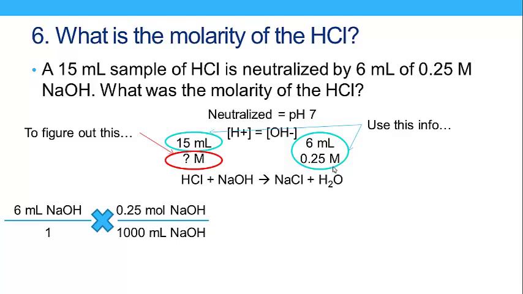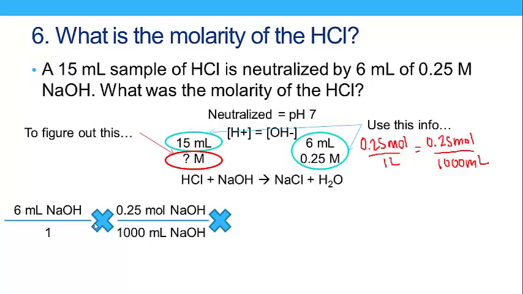We can write this 0.25 molar as 0.25 moles per liter, or I could write it as 0.25 moles per 1,000 milliliters. These are both the same. I just used that second one here so I can take care of the milliliters and cancel them out. You could convert 6 milliliters to liters and then use 0.25 moles over 1 liter to solve this. I just did it in one step.